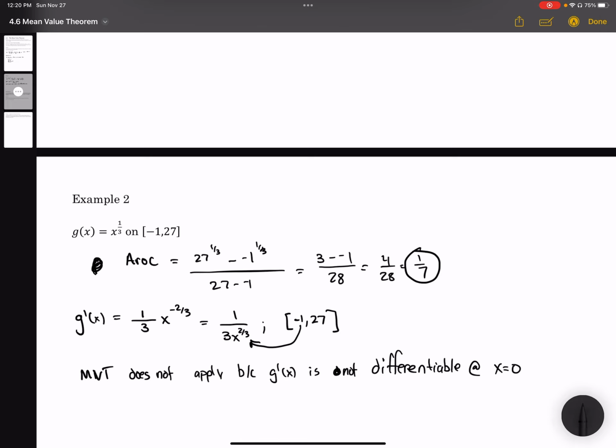So again, all differentiable means is a continuous derivative. So because the derivative is not continuous on this interval, the mean value theorem doesn't apply.